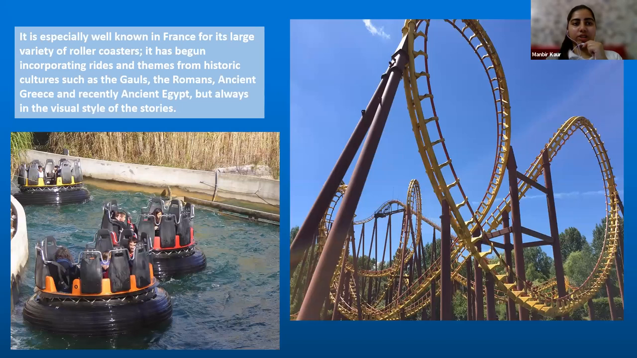It is especially well known in France for its large variety of roller coasters. It has begun incorporating rides and themes from historic cultures such as the Gauls, the Romans, ancient Greece, and recently ancient Egypt, but always in the visual style of the stories. Here you can see a few pictures of the rides as well as the roller coaster.